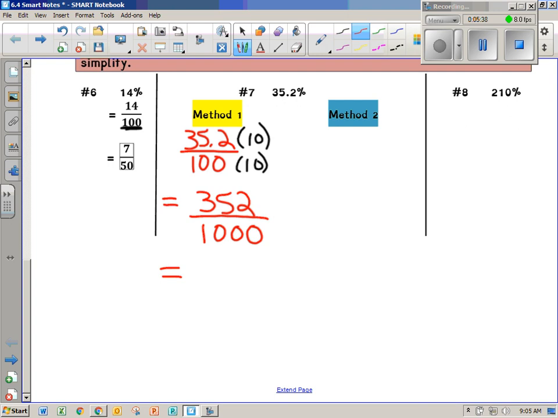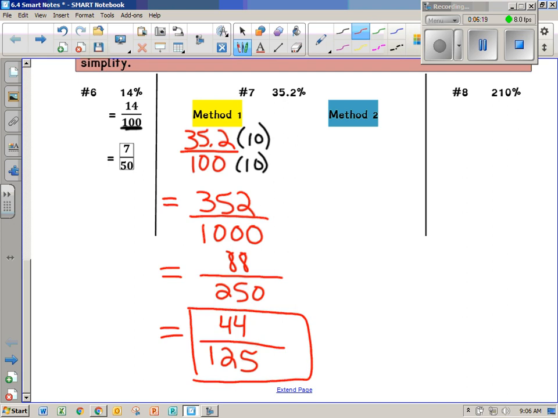So 4 goes into both of these. I'll go over to the side and do a little scratch work there. I know 4 goes into 1,000 250 times, and it goes into 352. Again, if you do a little scratch work off to the side, you'll get 88. Now that makes it a little easier to see, oh, I can divide again. So by 2, you get 44 over 125. And 44 only has 1, 2, 4, 11, 22, and 44 as factors, none of which divide into 125. So there's my fraction.